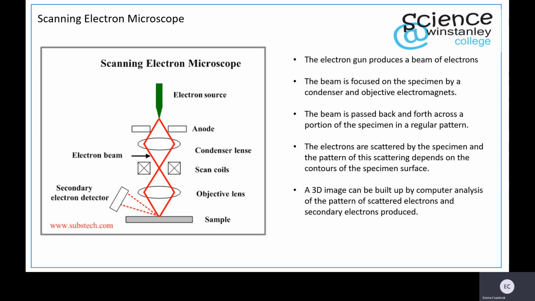Rather than the beam penetrating the sample, it passes back and forth across a portion of the specimen in a regular pattern. This scatters electrons, and the pattern of this scattering depends on the contours of the specimen's surface. So, what happens is a computer will analyse a pattern of your scattered electrons and secondary electrons. Secondary electrons are electrons from the sample itself that have been ionised, and they leave the specimen due to increased energy after they have had those electrons fired at them. From this, the computer will build a 3D image of your specimen.